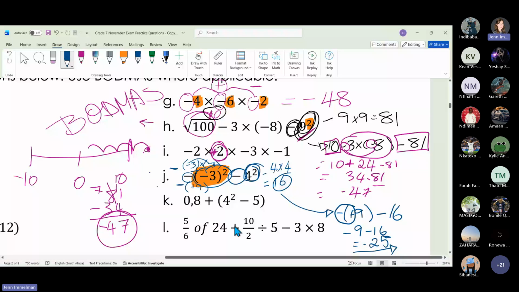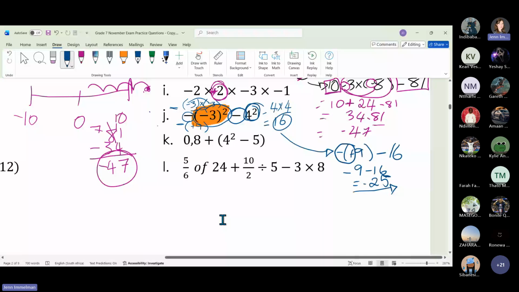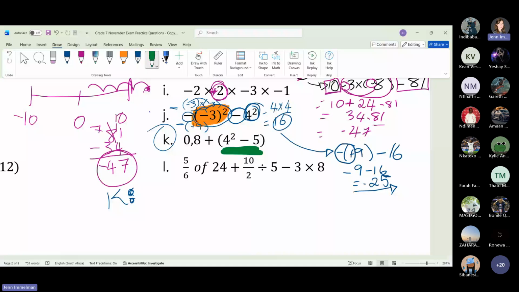I'm going to look at now number K. Let's look at number K over here. So firstly, here I do have brackets. And I see there is a calculation that I can do. It's not just one number in the bracket. Firstly, I look at this 4 to the power of 2. The 2 is right next to the 4, meaning it only applies to the 4. So this will then be 4 times 4, which is equal to 16. So what I'm going to have is I still have the 0,8 plus this turning to 16 minus 5. That is what I have now.